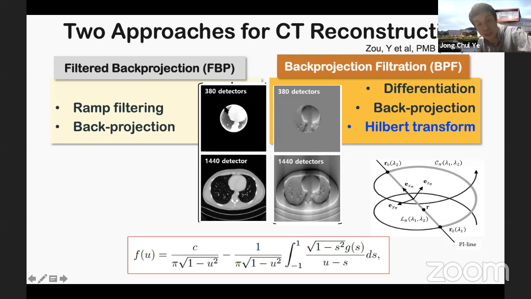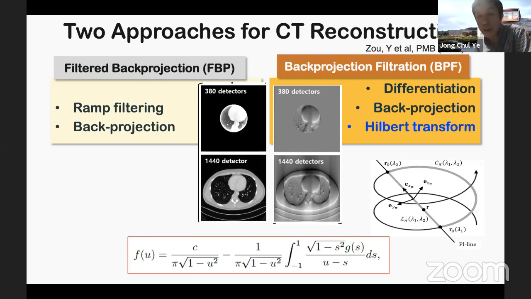And in the image, you can see this kind of singularity. But the backpropagation filtration algorithm comes from the differentiated backpropagation idea. That means you are doing the differentiation along the source direction and then back projecting, and then you end up with these kinds of images. Now there are some one-dimensional lines here. It turns out if you calculate the Hilbert transform along this line, you end up with the correct data if you have no noise at all.